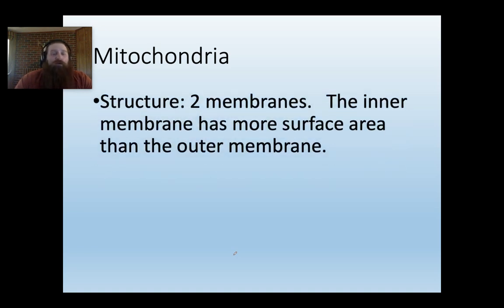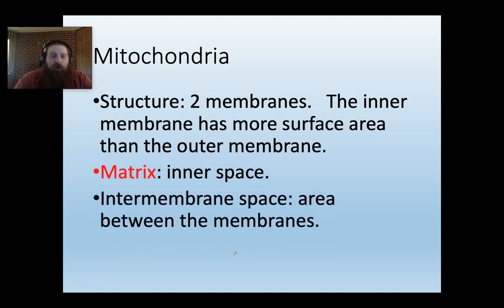All right, the mitochondria. Hopefully, you have heard the joke before: the mitochondria is the powerhouse of the cell. It's true. We're going to learn about a couple extra things, though, not just that. First, it's a double membraned organelle. It has an inner membrane with more surface area than the outer membrane. The inner space is called the matrix, and the space between the two membranes is called the intermembrane space.